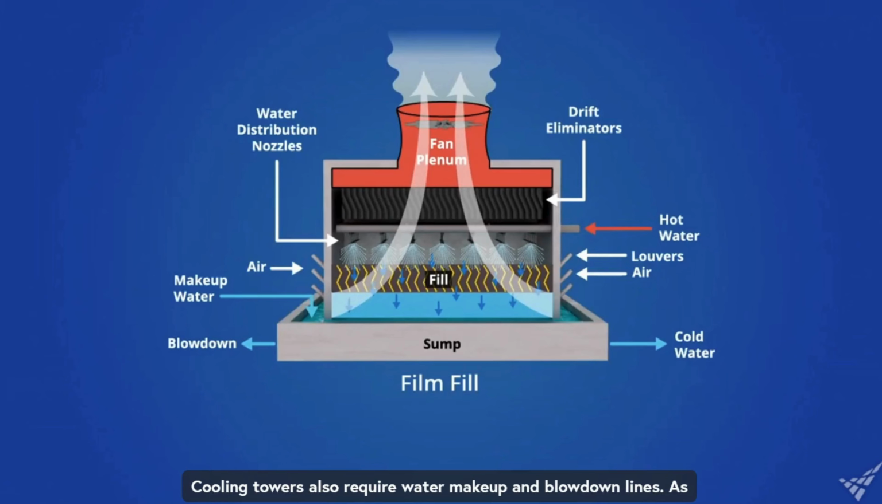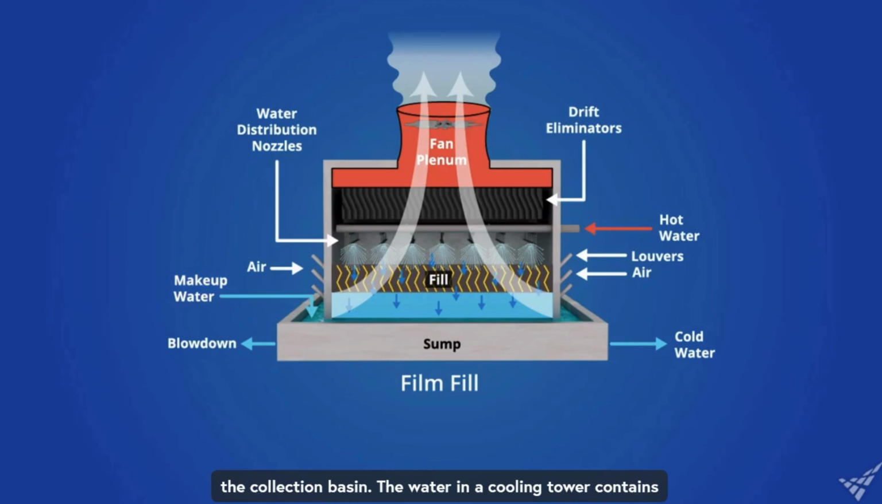Cooling towers also require water makeup and blowdown lines. As water is evaporated from the recirculating loop, fresh water must be added or made up. Makeup water can be added manually or automatically by a control loop that maintains the level in the collection basin.